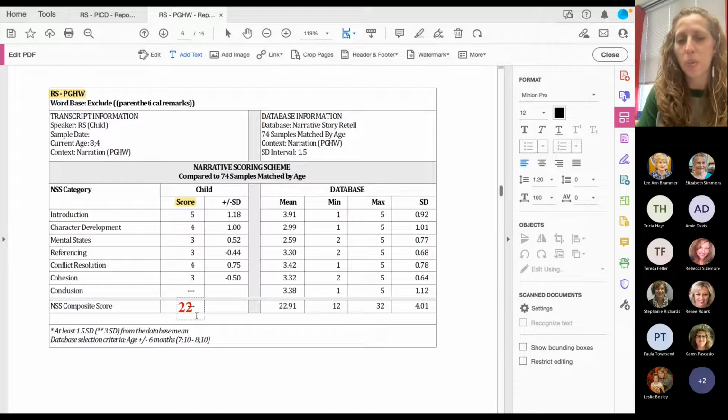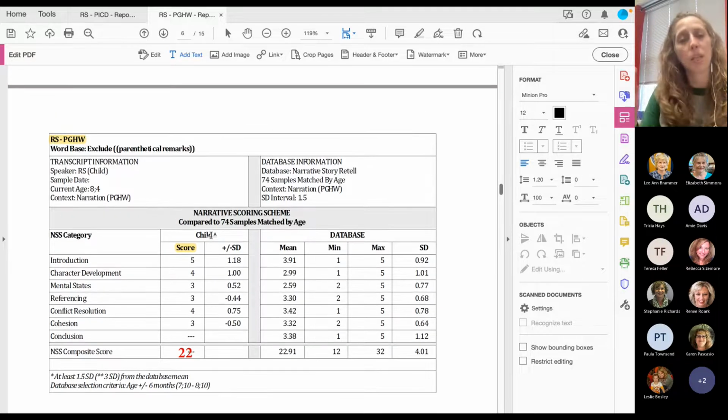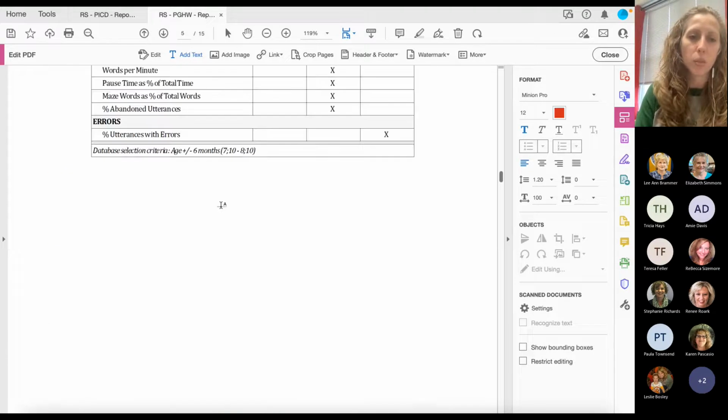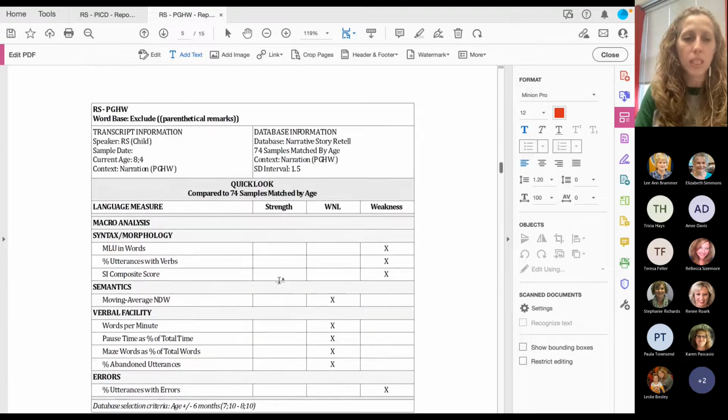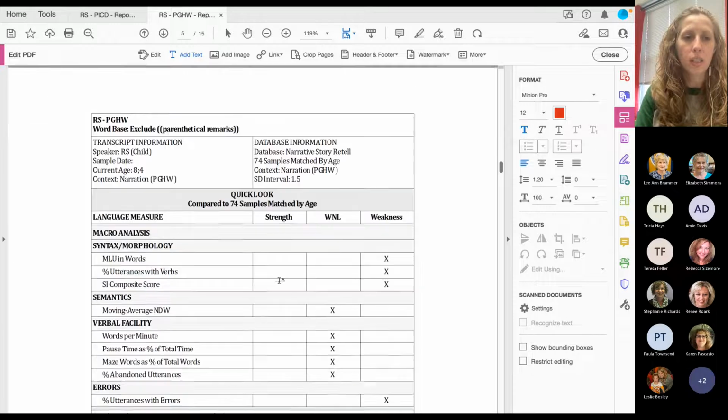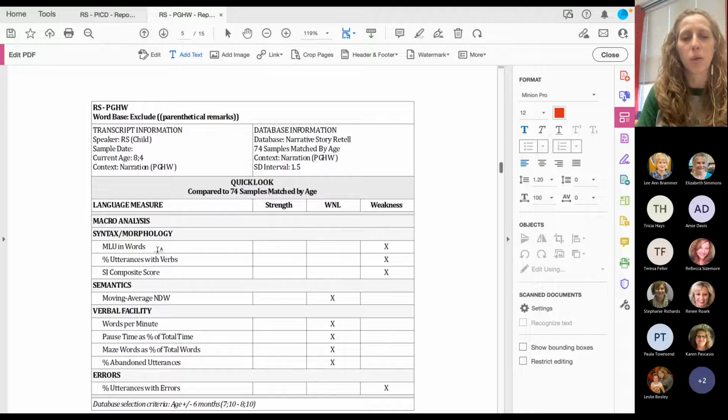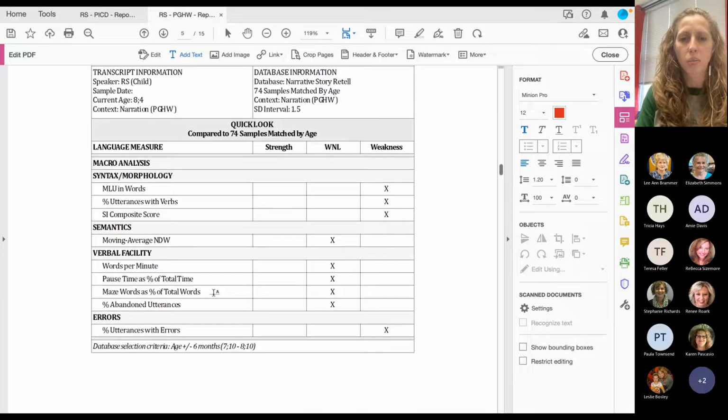You can just add up the points yourself, and I can see he was right there within the mean. So I'm not concerned about his narrative skills, even though he left out the conclusion. We might just address that when you're telling a story, you have to make sure you tell the end of it, but that's not something I'm going to spend a lot of time on. Clearly, no weaknesses here. And this is the word-based section, the number of words, the MLU. Oh, it does show that it's a weakness.